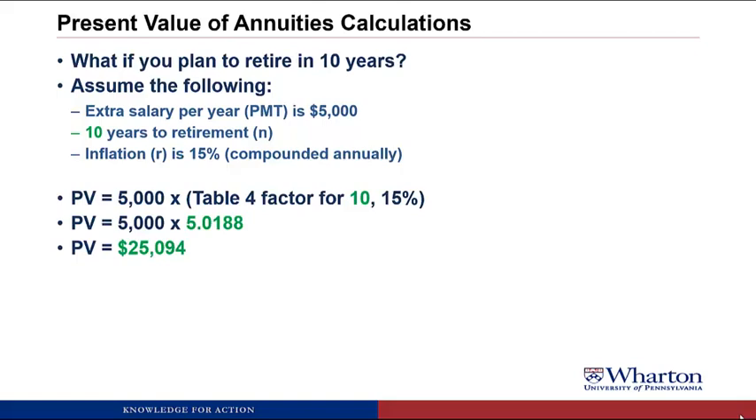Now this present value is lower than the present value we had in the base case. What's happened is we get fewer years of the payment. So instead of getting 20 years of $5,000, we only get 10 years, and as a result, the present value of that future stream of payments, the annuity, goes down relative to the base case.